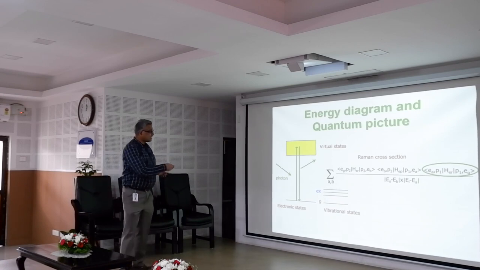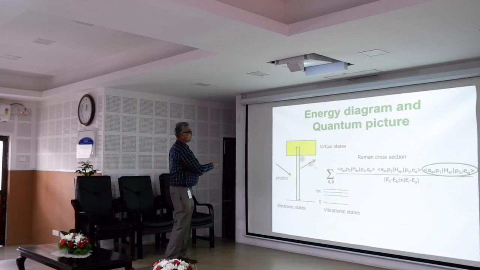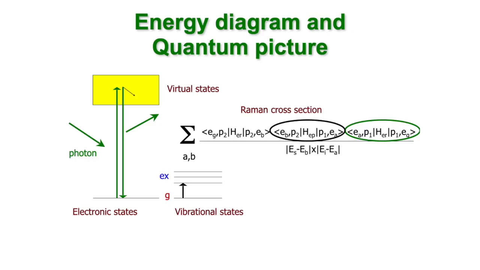That's what happens most of the time. But while it is excited, because the vibration and electronic states are coupled, there is also a possibility that the vibrational state can get excited, because the electron can give energy to the vibrational state. It will go to the excited state, and that way the energy is lost. And when it comes down, now it's redshifted.